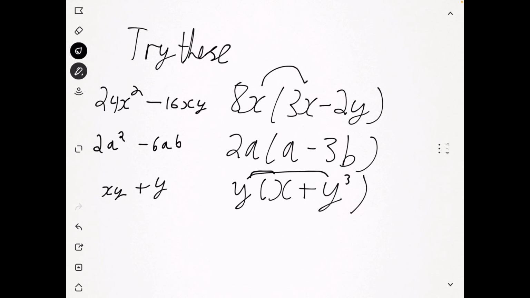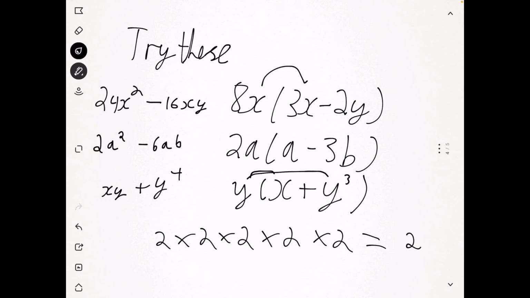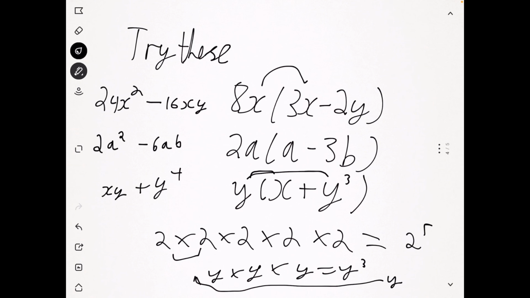Because remember, when we looked at, let's say, 2 times 2 times 2 times 2 times 2, we could shorten that as 2 to the power of 5 because there's 5 of them. So similarly, if we had y multiplied by y multiplied by y, which is y cubed, and then we multiply by another y, we would get y to the power of 4.